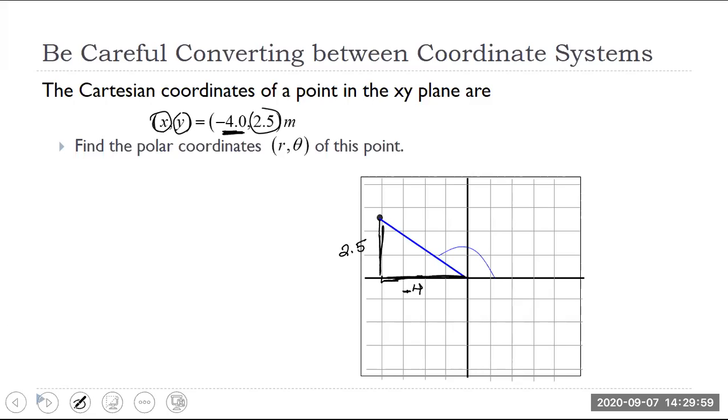So I can determine what my polar coordinate r is, because I have a right triangle, and I can use the fact that r is just the square root of x squared plus y squared. So r is equal to the square root of x squared, which is minus 4 squared, plus y squared, which is 2.5 squared.